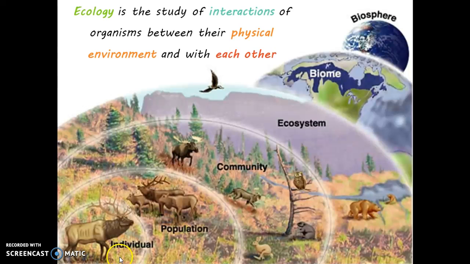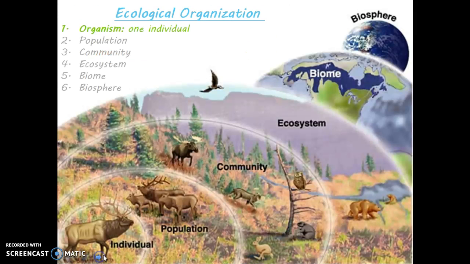Ecology is the study of how organisms interact with each other and their physical environment. So the first thing we want to have a good understanding of is the levels of organization within our planet. If we take a look, we start at the smallest level, the individual level. We've talked about this a lot.